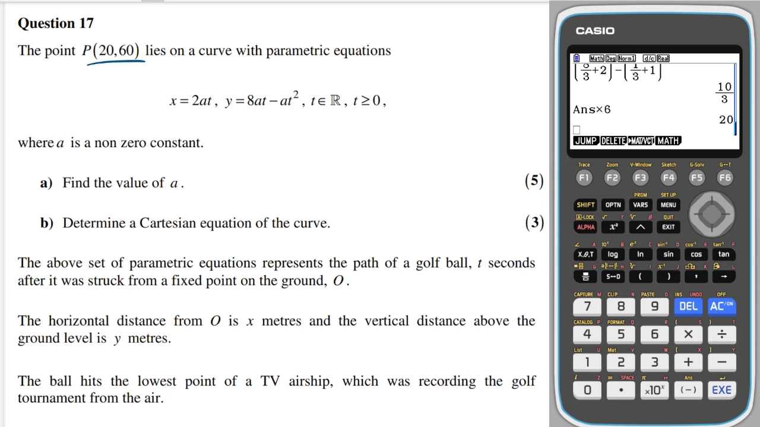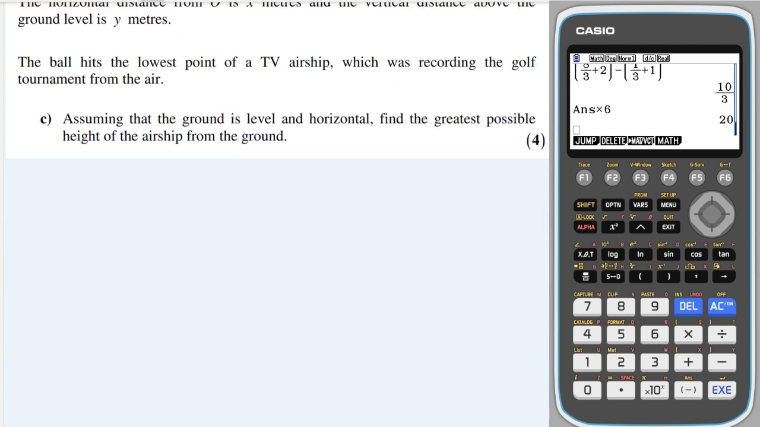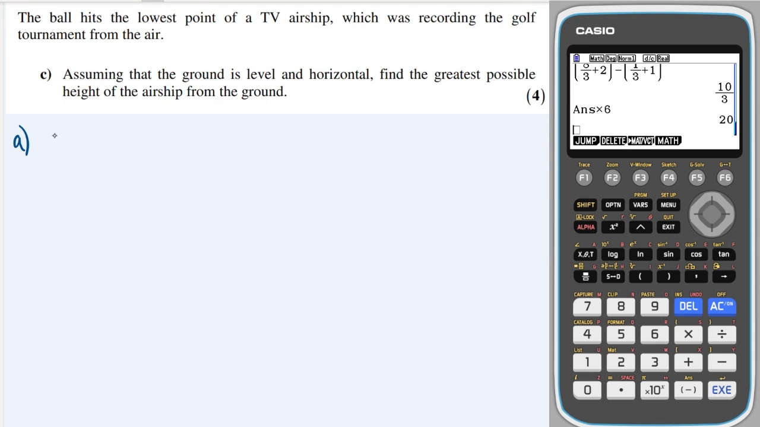Okay, we've got parametric equations, x and y, and it's asked us to find a. And we're given a point. So I'm going to sub the x into here and the y into here. Okay, so part A, that gives me the x was 20 and it was also equal to 2at, and the y coordinate was 60 and that was equal to 8at minus at squared. So dividing through by 2, this gives me that 10 is equal to at. Can't do much else with that. So let's look at this one. I've got 8at here, and I know that at is 10. So that gives me 80.